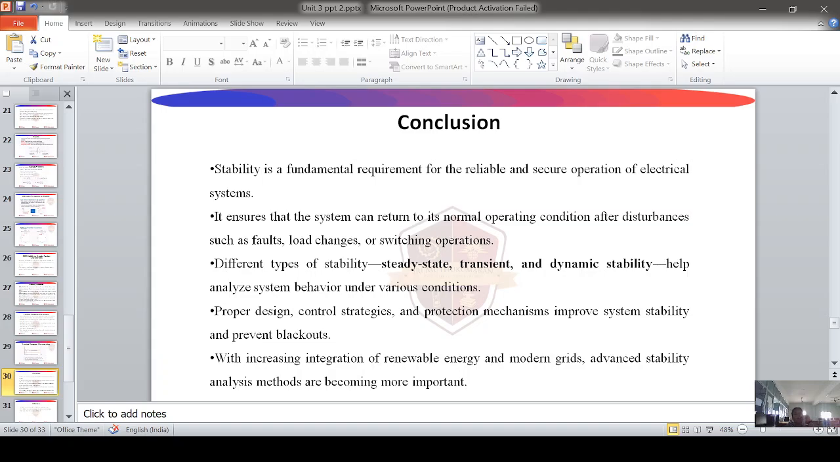Conclusion. Stability is a fundamental requirement for the reliable and secure operation of electrical systems. It ensures that the system can return to its normal operating condition after disturbances such as faults, load changes, or switching operations. Then different types of stability and proper design of control strategies. With increasing integration of renewable energy and modern grids, advanced stability analysis methods are becoming more important.